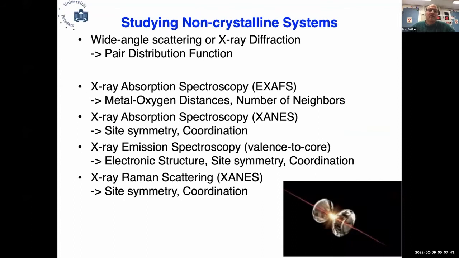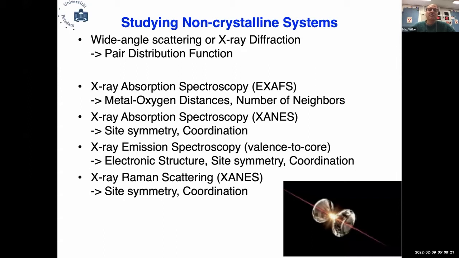So what kind of tools do we have to study non-crystalline systems, especially at high pressures and temperatures? One way of doing this is wide-angle scattering or X-ray diffraction of non-crystalline systems, where we end up with a pair distribution function that gives us some insight into the local structures, the correlation distances. But this information is bulk information, and it's not element specific, and this may cause some problems in the interpretation, especially for complex natural systems.